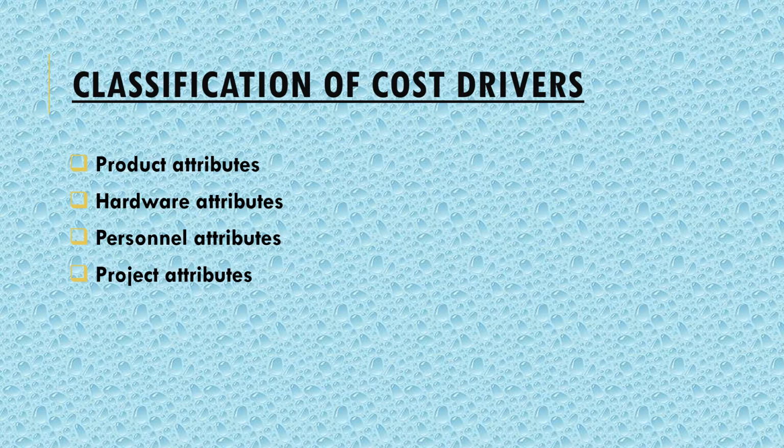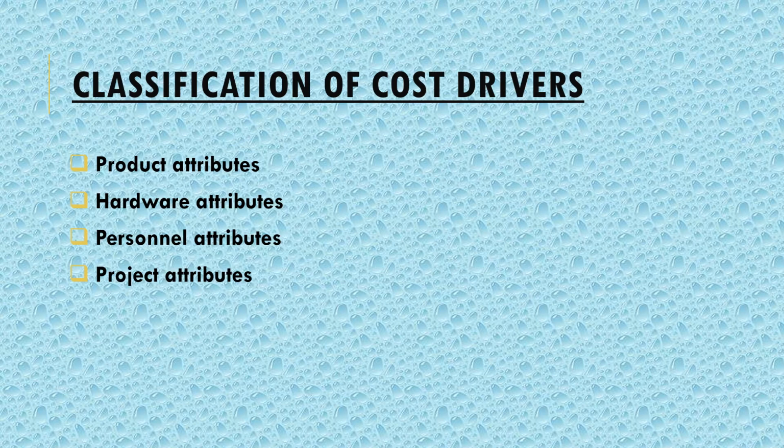Students, in the previous slides, we have discussed the cost drivers that were included in the intermediate COCOMO model, and because of these cost drivers, the accuracy in the development process was increased in the intermediate COCOMO model. These cost drivers are categorized into four main categories, which are product attributes, hardware attributes, personnel attributes, and project attributes. Now we will discuss each one of them in detail.